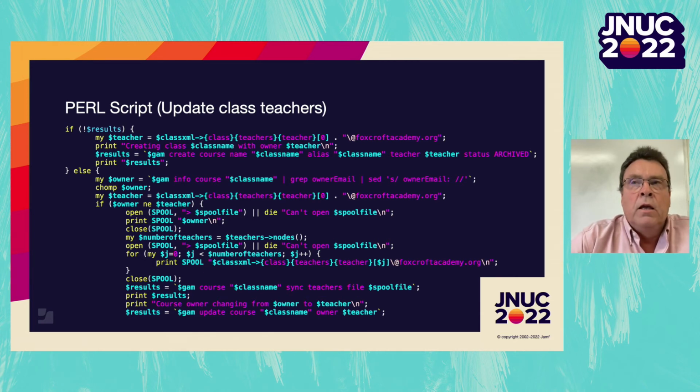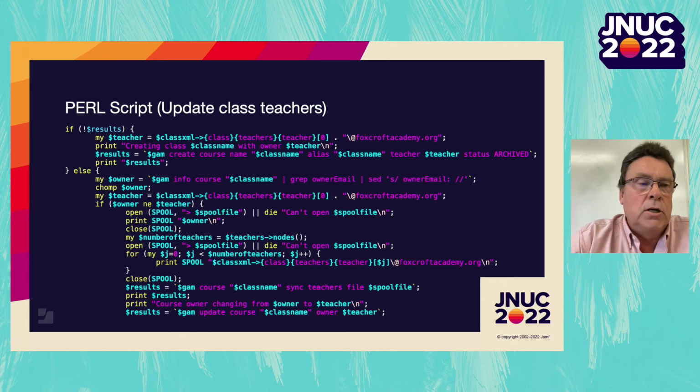complicated. You can't change the owner directly. Once you've created a class with an owner, you can't just say, all right, I want the new owner to be this other person. Once you have, say, a class set up with the owner and a teacher, the only way you can change the owner is to another existing teacher.